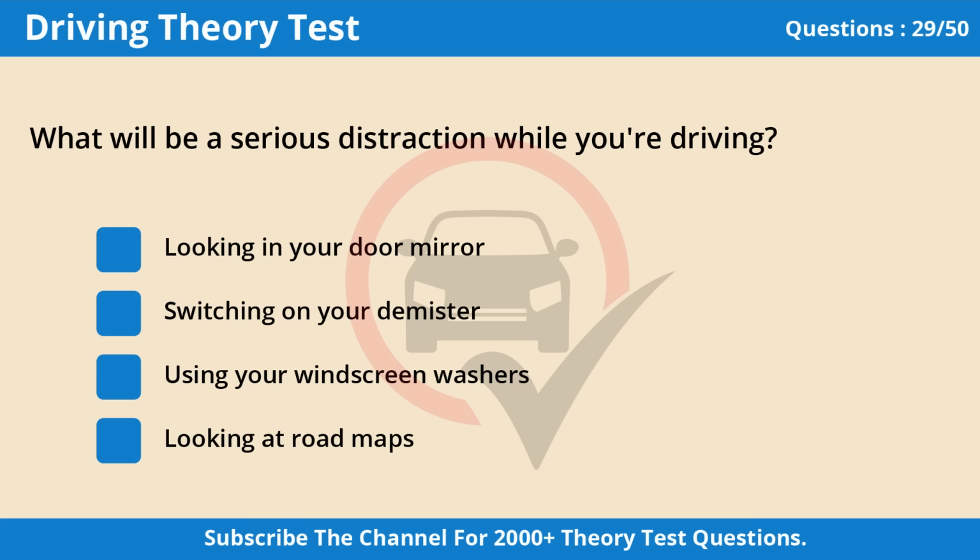Question 29. What will be a serious distraction while you're driving? A. Looking in your door mirror. B. Switching on your demister. C. Using your windscreen washers. D. Looking at road maps. The answer is D. Looking at road maps.